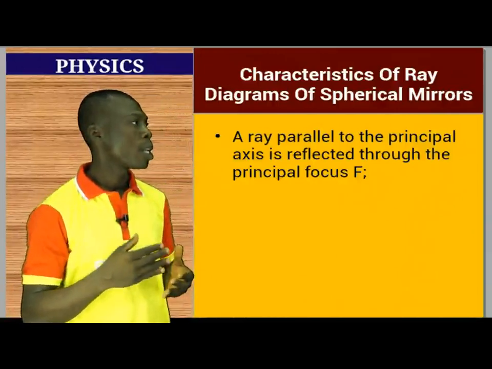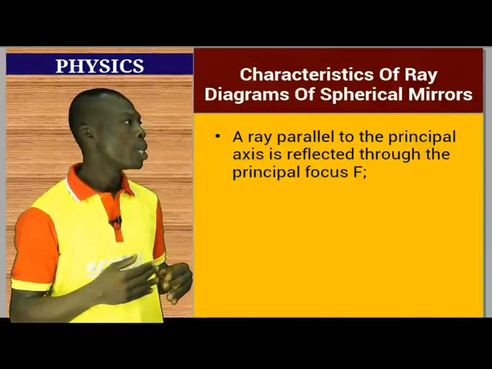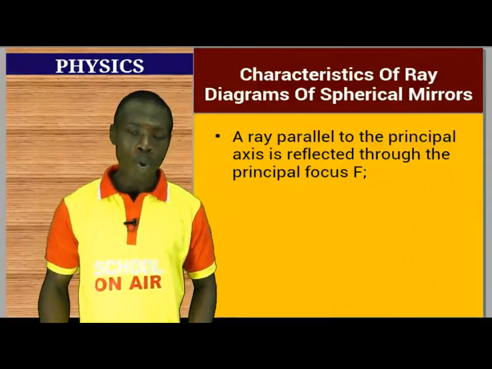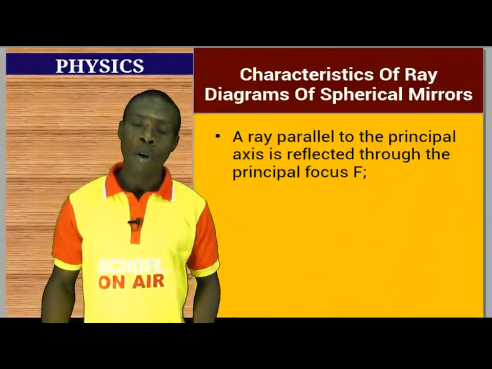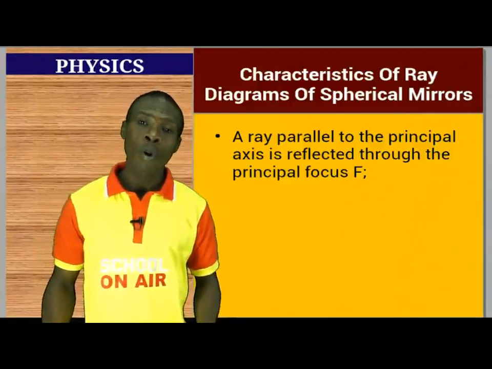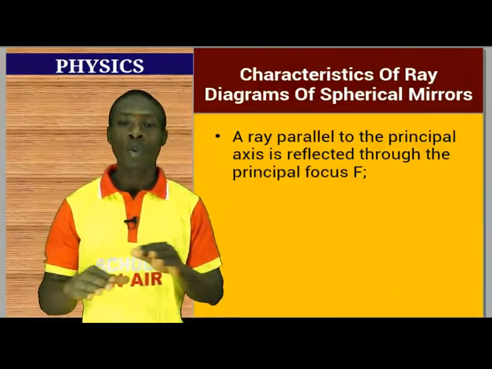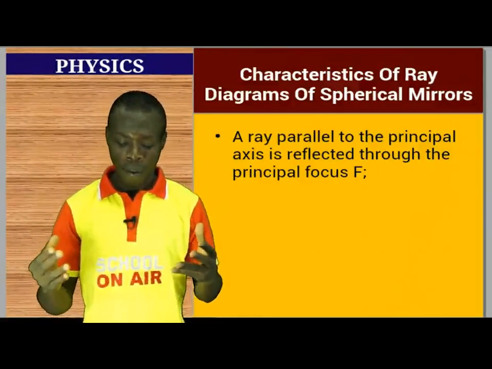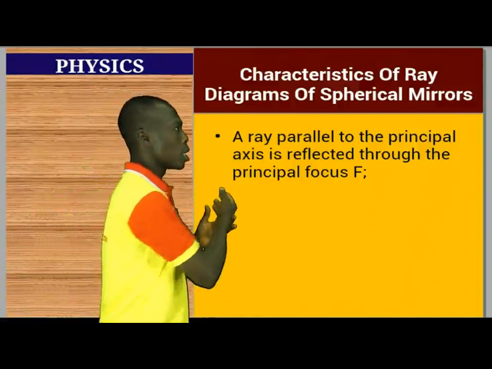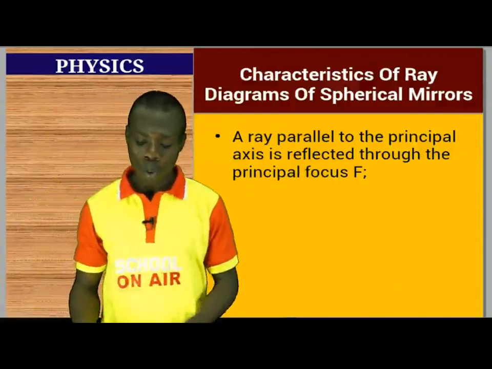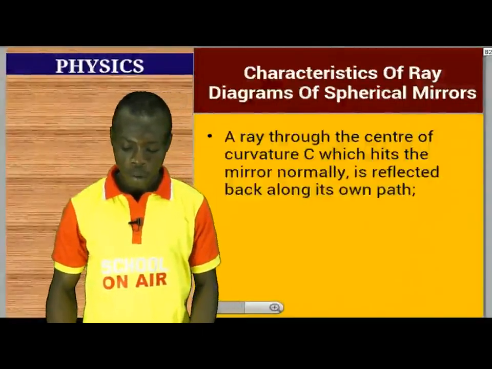So when a ray is parallel to the principal axis of a curved mirror, it will be reflected through the principal focus. Remember, I told us that the principal focus of a concave or convex mirror is the point on the mirror where all rays parallel to and close to the principal axis appear to diverge or converge after reflection. So when a ray is parallel to the principal axis, it will be reflected through the principal focus of that particular mirror.